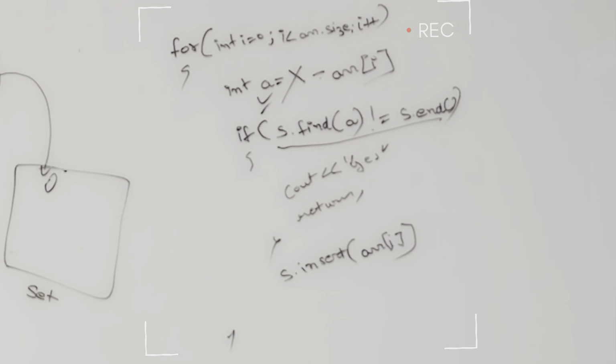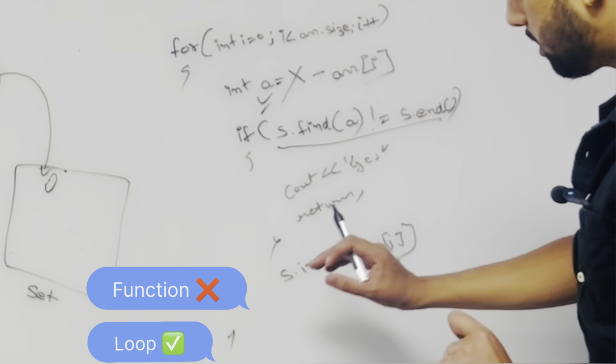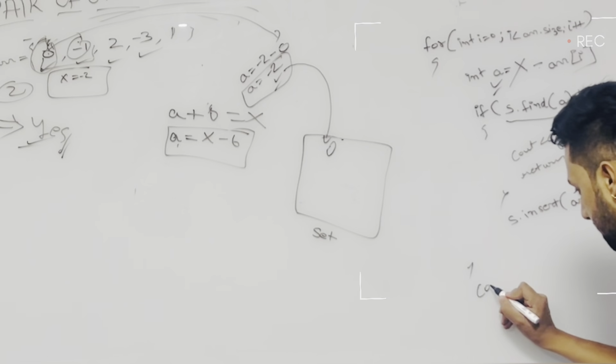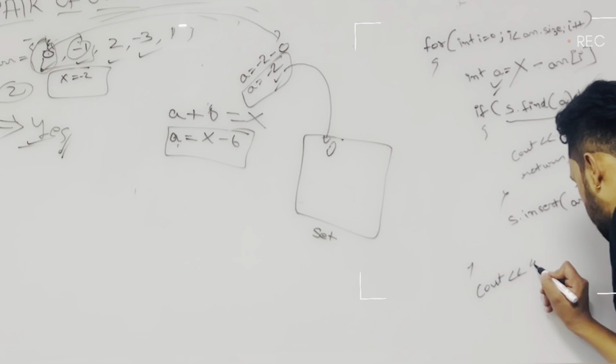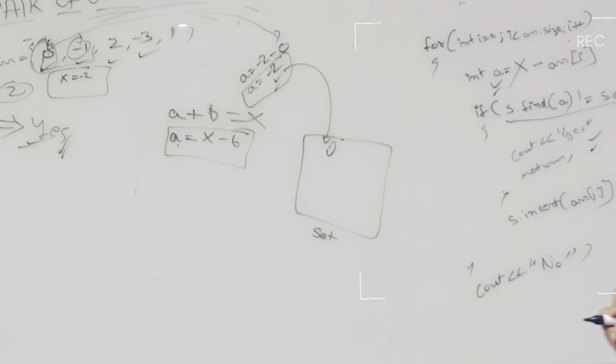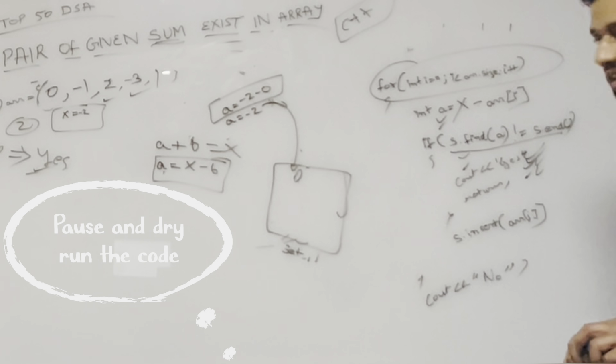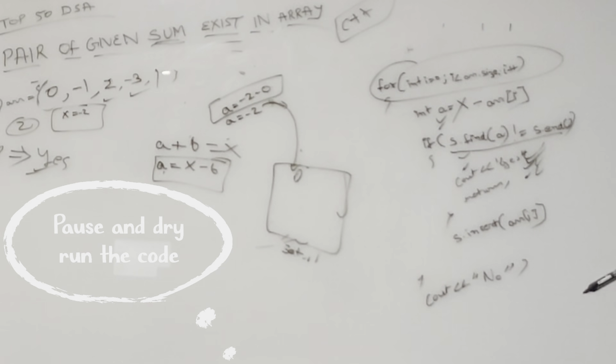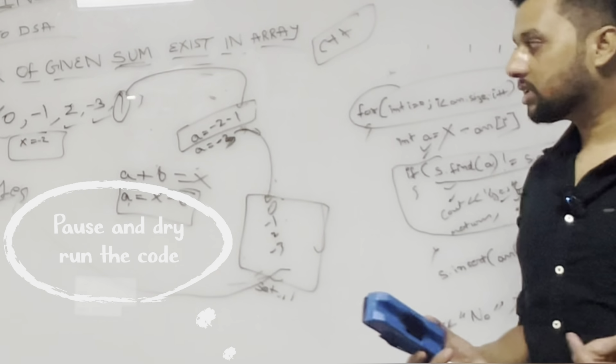When this function is over, suppose there is a pair whose sum is equal to the given element, then definitely we should hit this condition. If you haven't hit this condition, then at last you can write cout no, saying we haven't found it. This is the solution for this. You can dry run the code with that example, and you can see how simple it was.